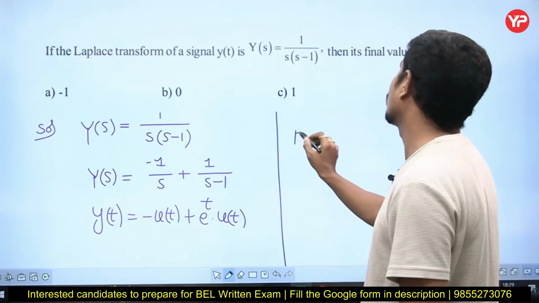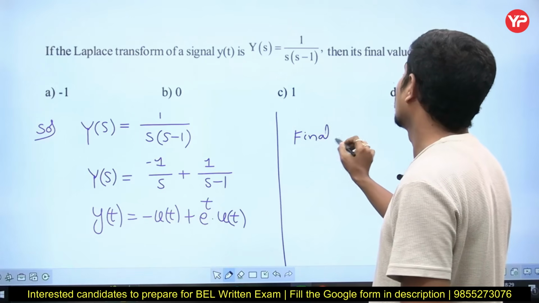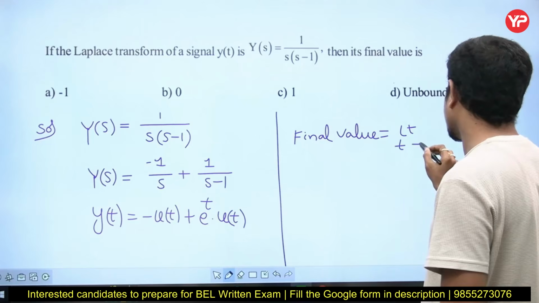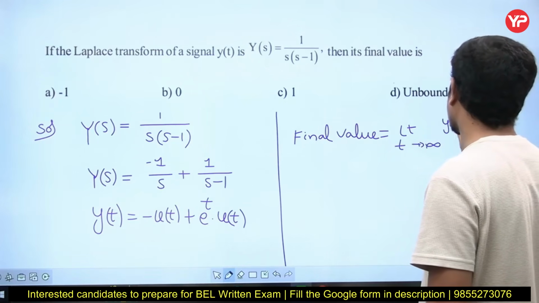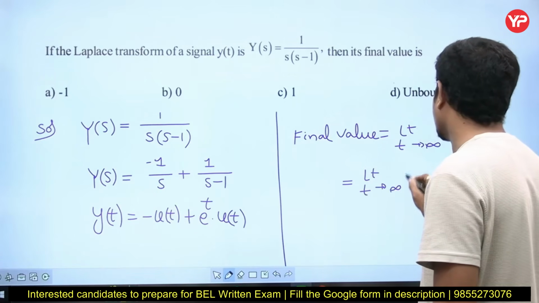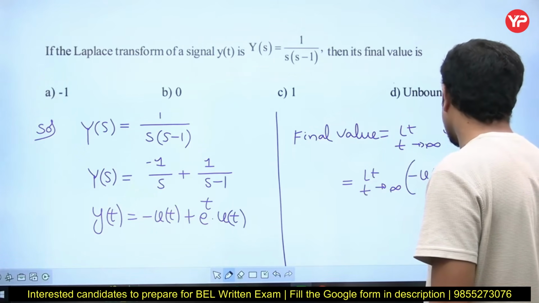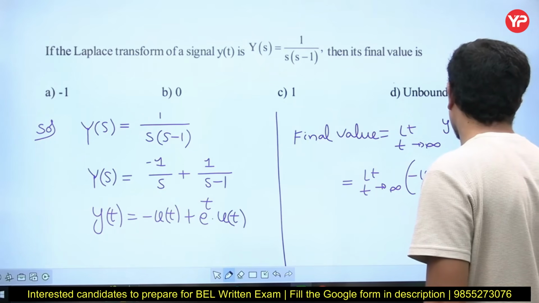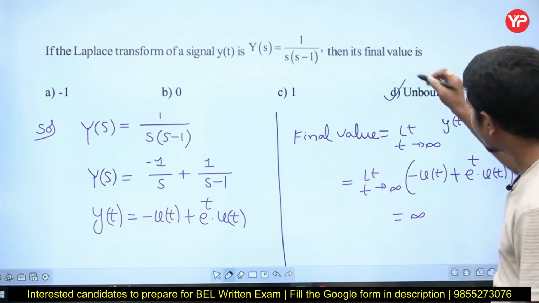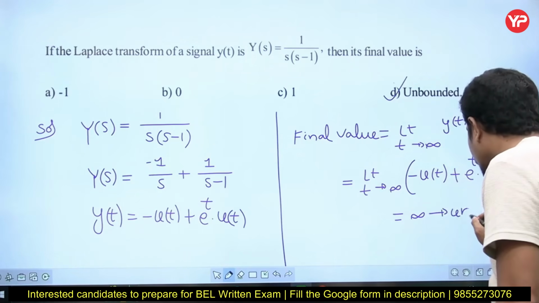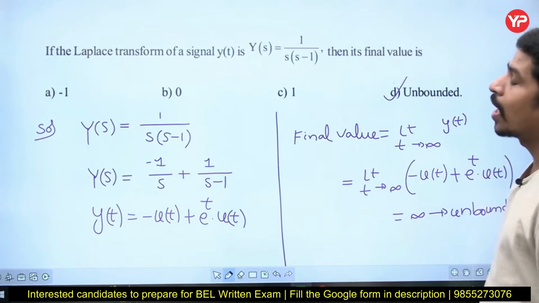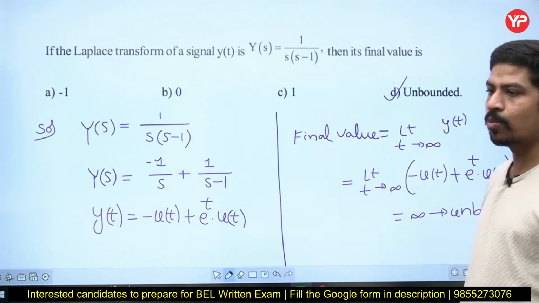Then the final value is equal to limit t tends to infinity of y(t). That is the limit t tends to infinity of minus u(t) plus e power plus t into u(t). e power plus t is infinite. Infinite means unbounded, right? So its final value is unbounded or infinite. Both are the same.